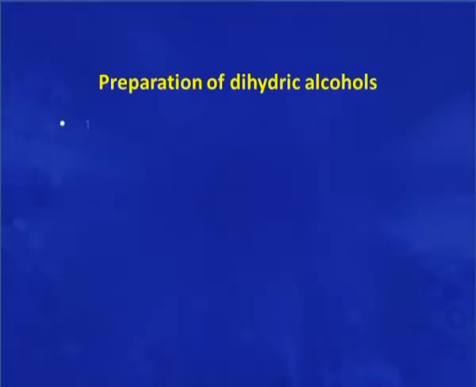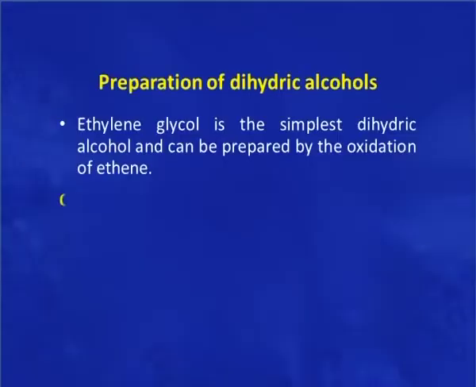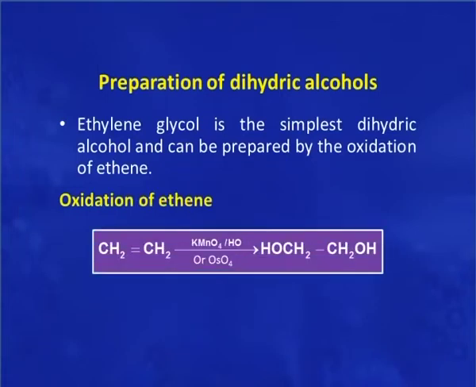We will now discuss the preparation of dihydric alcohols, and in particular we are going to discuss the preparation of ethane 1,2-diol or ethylene glycol. Ethylene glycol is the simplest dihydric alcohol and can be prepared by the oxidation of ethene. Ethene, you know, can be prepared by the cracking of petroleum. Now, when ethene undergoes reaction with alkaline dilute potassium permanganate solution or with osmium tetraoxide, it forms ethylene glycol.